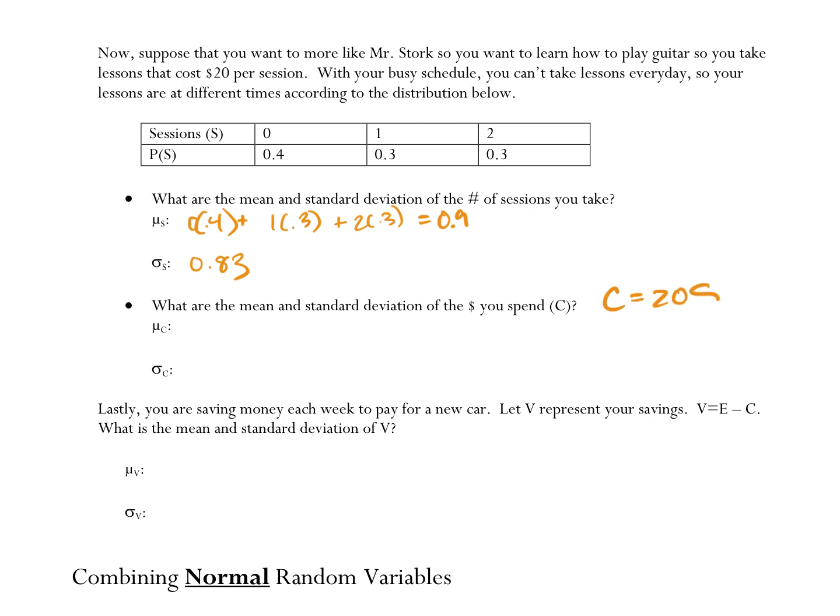And if these guitar lessons cost you $20, then the cost is going to equal 20 times however many sessions you take. I am multiplying by 20. Is that going to change the mean? Yes. Is that going to change the standard deviation? Yes. So the mean all of a sudden is going to be $18. The standard deviation is going to be $16.60. Does that feel about right?